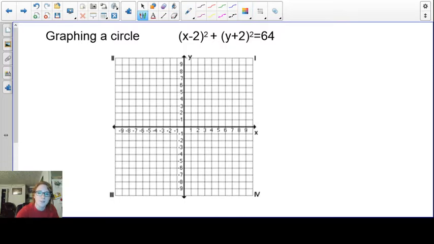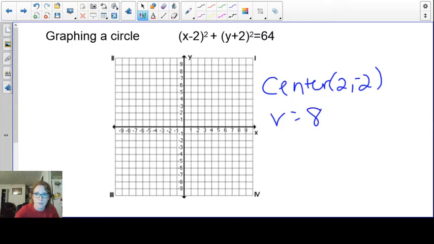Alright, so let's talk about my center. So the center should be at 2, -2. My radius will be at 8. So what I'm going to do first is to just get a general idea of where my circle should be. So I'm going to do the center of 2, -2. This big old dot. And then I should have my 4 points, essentially, so I can kind of get the outline. So everywhere plus 8. So 1, 2, 3, 4, 5, 6, 7, 8.